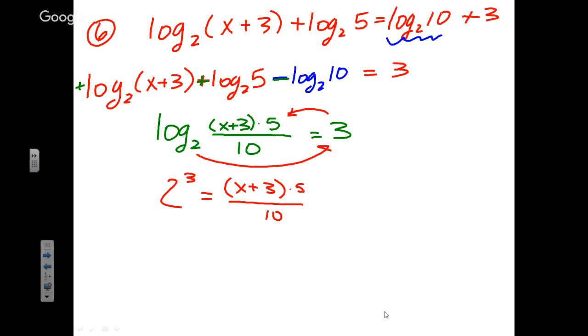Some people want to distribute in that 5, and that's totally fine. I personally wouldn't distribute in that 5. I would go 2 to the 3rd. I'd get rid of the 10. How do I get rid of the 10? Times by 10. So whatever's down there, I'm going to times by 10. So 10 times 2 to the 3rd, I think, is 80.